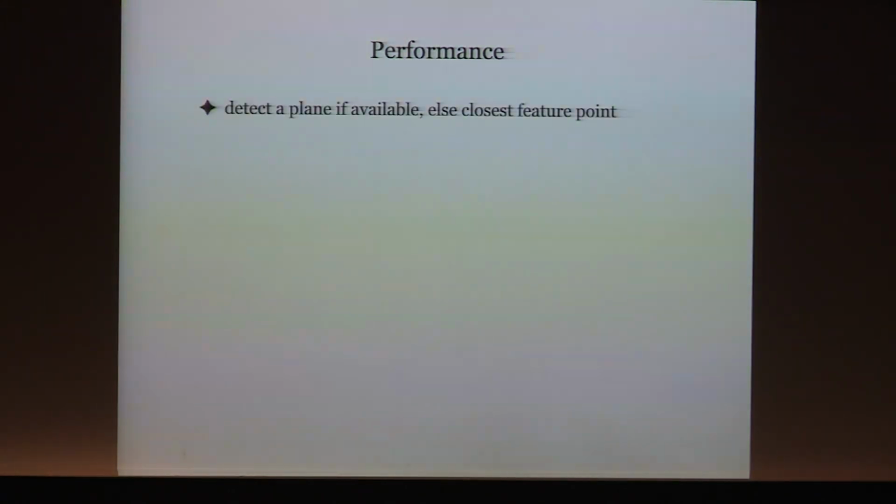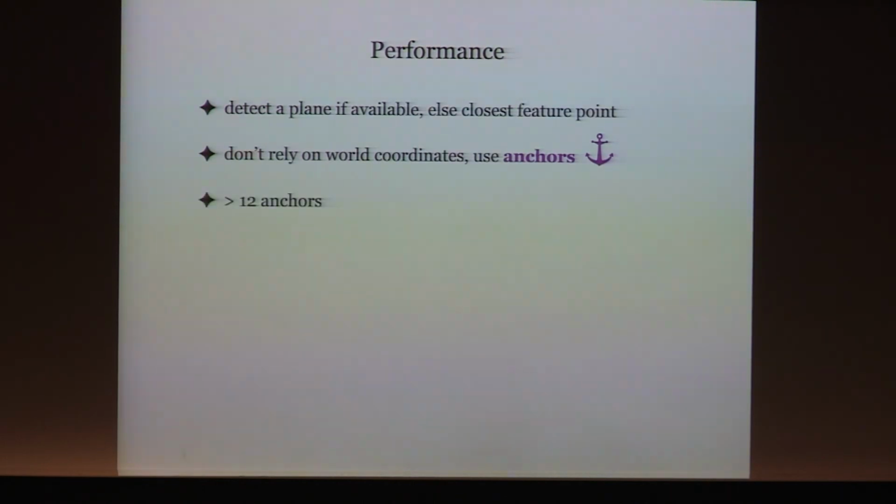If we're talking about performance, we've touched a little bit on that earlier. Try to detect a plane. If the plane is not identified, you can resort to the feature point, but to the closest feature point. Please don't rely on world coordinates. Try to use anchors if you want to draw something on top of your frames or feature points. Don't use more than a dozen anchors because you will start seeing performance overhead. At this point, 12 anchors is basically a good max that you can utilize.